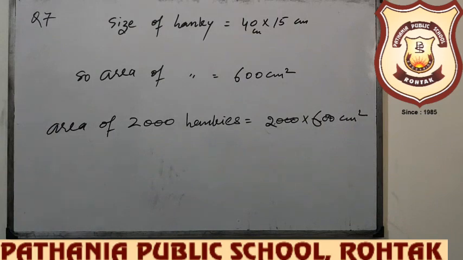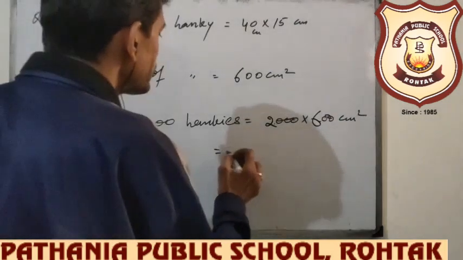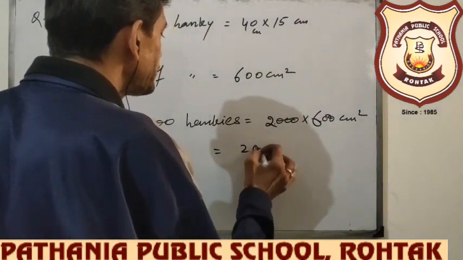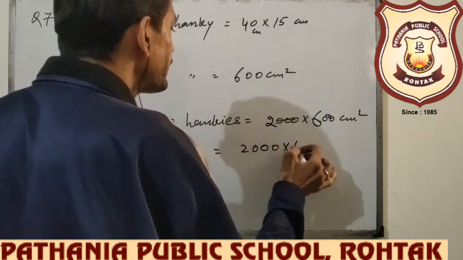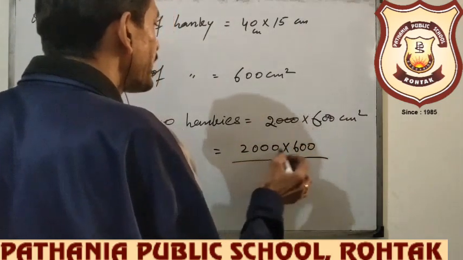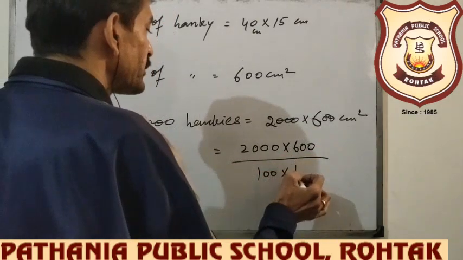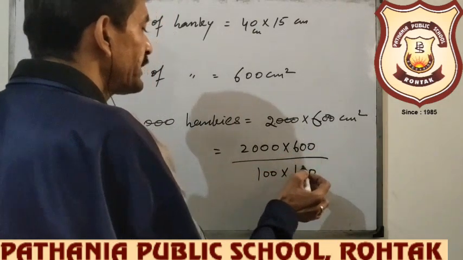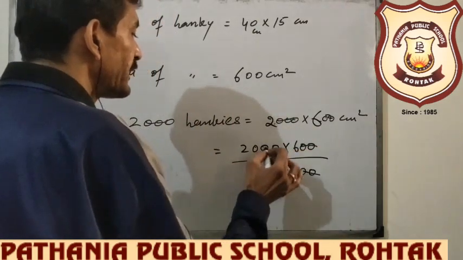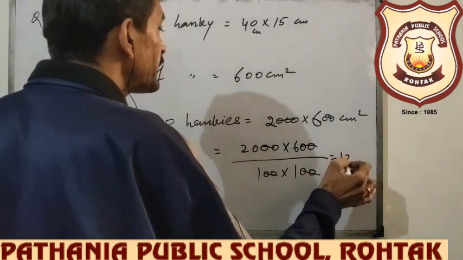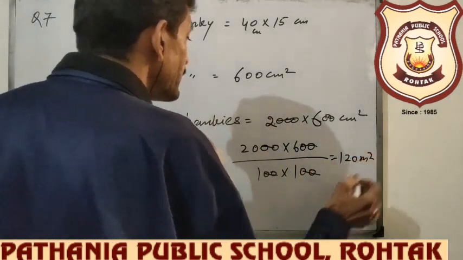So how can you change the centimeter square into meter square? In 1 meter, you know very well, 100 centimeters are there, so divide by 100, but it is square, so 100 square, I mean 10000 is required, so it is 120 meter square.